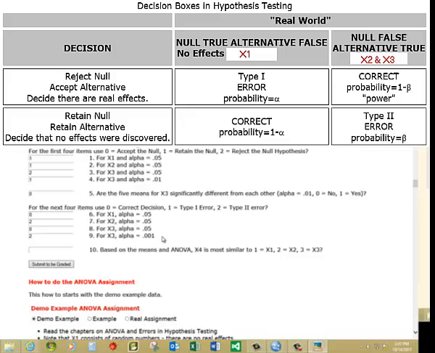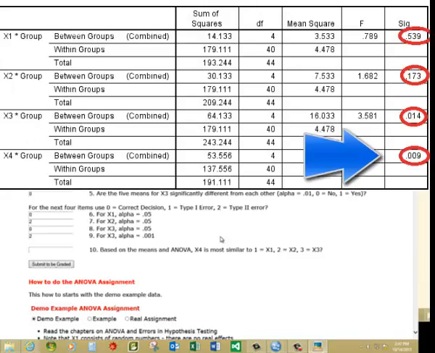Now for x3, based on the means in the ANOVA, x4 is most similar to, is it x1, x2, or x3? We'll go back and look at the ANOVA table, and we note that for x3 the significance is very low. We detected very large effects, so we're going to say that x4 is most similar to x3.